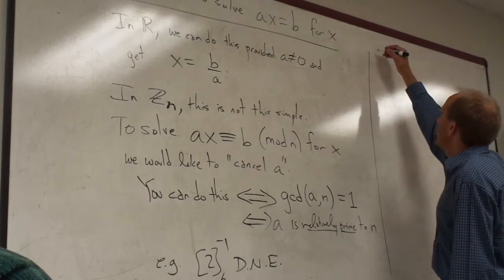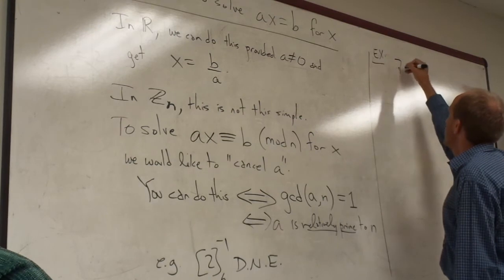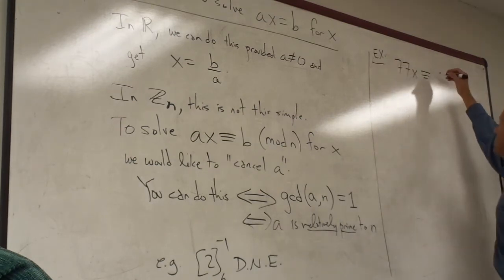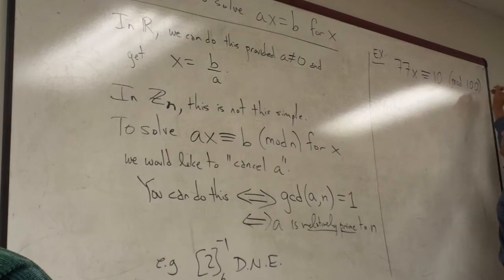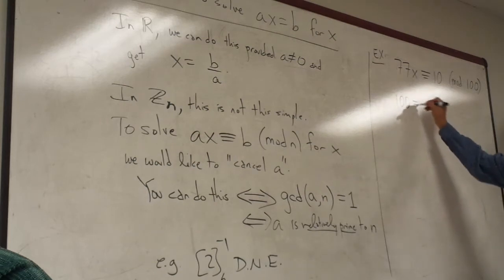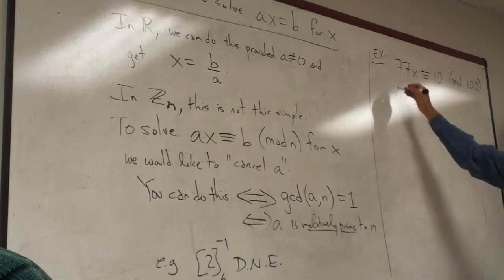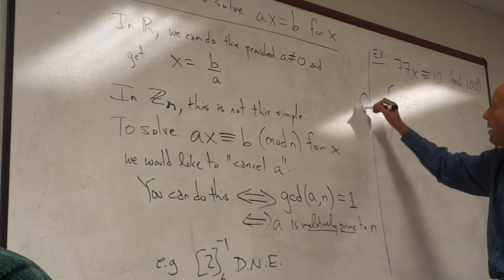So let me just give you, let's take a specific example. Let's suppose I wanted to solve 77x is congruent to 10 modulo 100. I'll just pick a nice number like that. So I believe 77 and 100 are relatively prime. So what you basically do is the following thing. You take 100 and you divide it into 77. So I'm basically going through the division algorithm, the Euclidean algorithm with you.